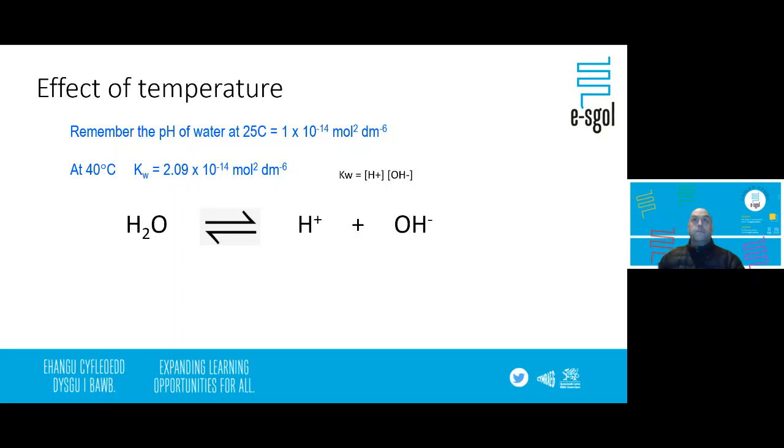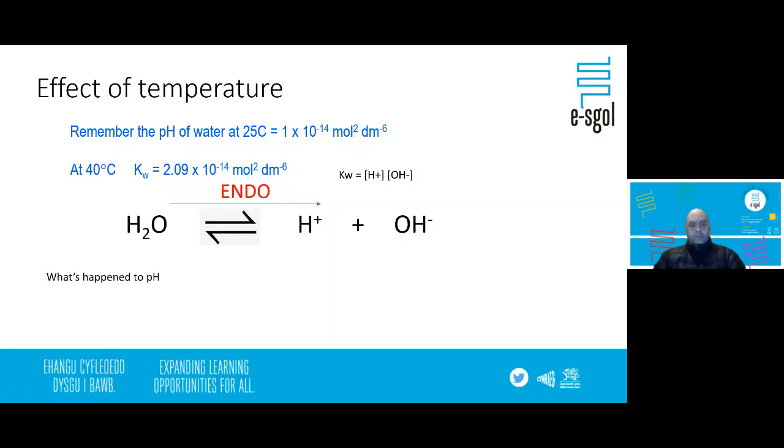Okay, if you look at Kw, we've got a greater value, and that suggests to us that the concentrations of these species here have increased. That means equilibrium has moved in this direction with the higher temperature. And hopefully you know from Le Chatelier's principle that an increase in temperature favours the endothermic direction. So that tells us the dissociation of water is an endothermic process.